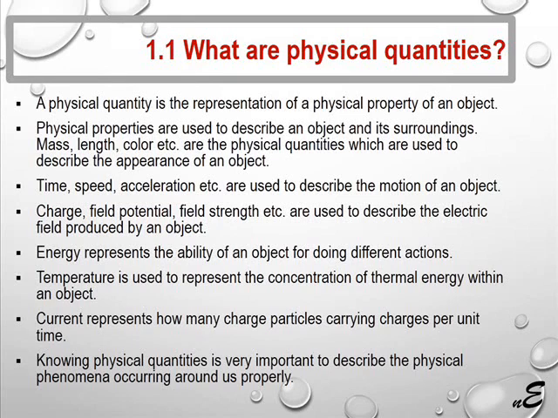Charge, field potential, field strength, etc. are used to describe the electric field produced by an object. Energy represents the ability of an object for doing different actions. Temperature is used to represent the concentration of thermal energy within an object. Current represents how many charged particles carrying charges per unit time. Knowing physical quantities is very important to describe the physical phenomena occurring around us properly.